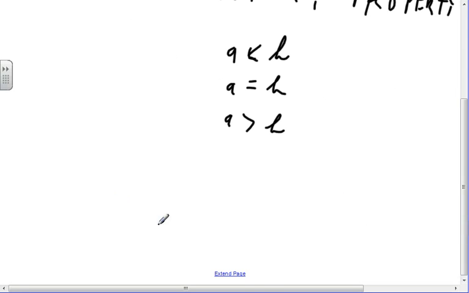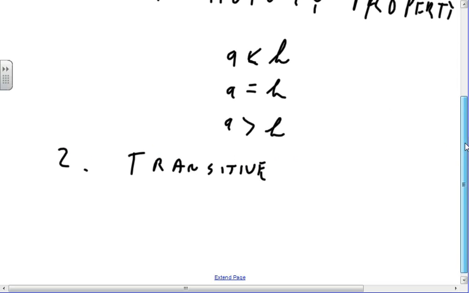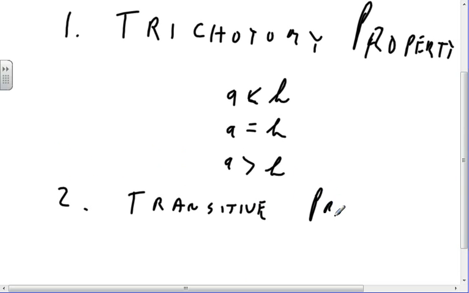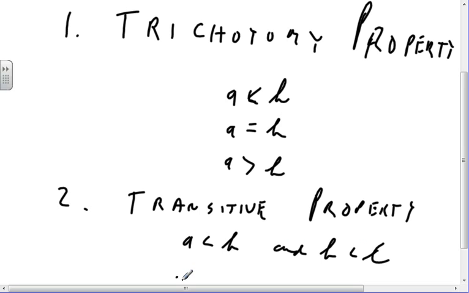And then we have another property, which is transitive. A transitive property, which says if A is less than B and B is less than C, then it follows that A has to be less than C as well. All right, well that's good.